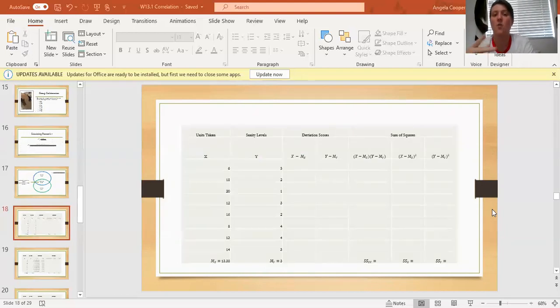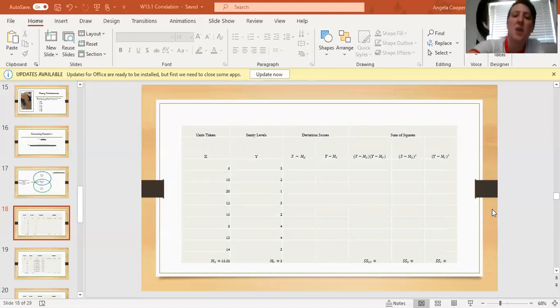Okay, so I've taken the example from several slides ago, asking people how many units they are taking, and how they would rate their sanity levels, with 1 being atrocious and 5 being really good. Here is the data. These are the same numbers from before. I'm just going to show you how to calculate Pearson's r from that.